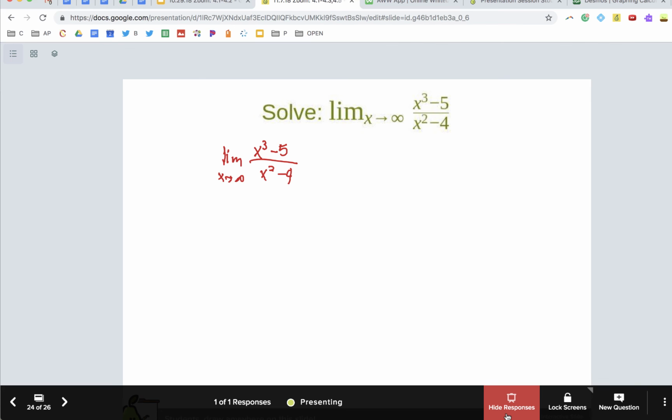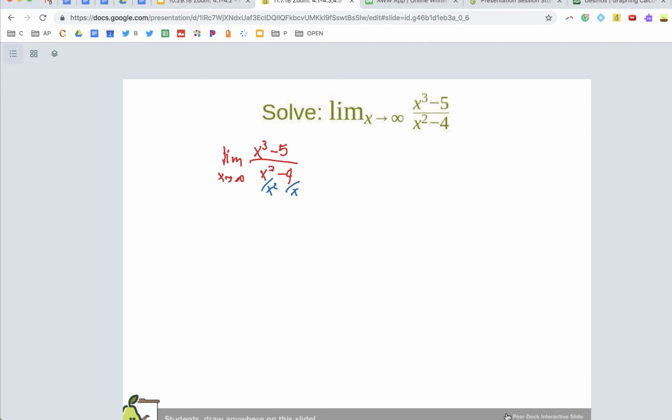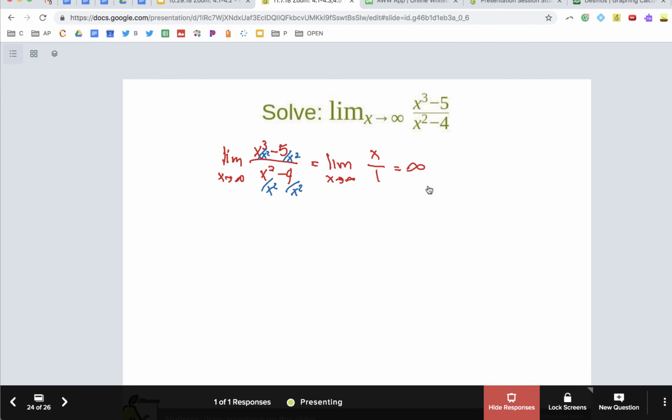Now, a limit as x approaches infinity problem. Remember, all you have to do is divide by the highest power of x in the denominator to do these types of problems. So that's easy peasy. The numerator is larger, so it goes off to infinity.